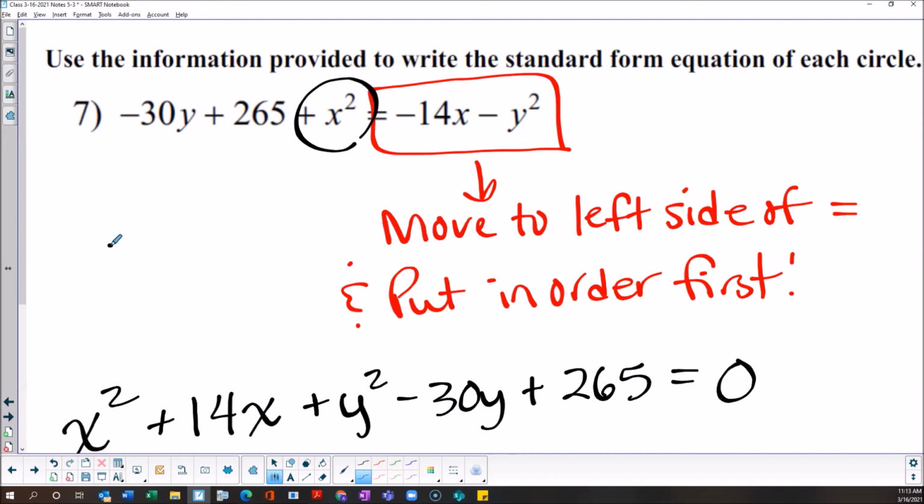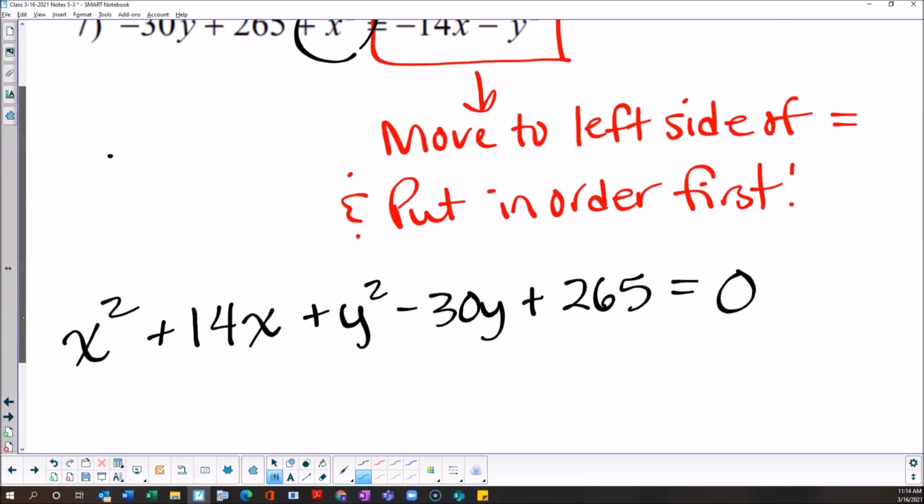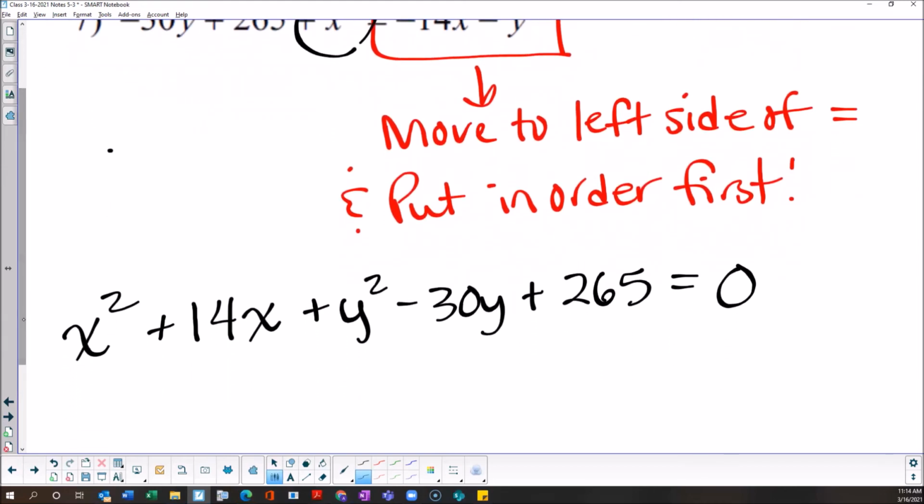So for a problem like number 7, you just want to get everything on the left side of your equal sign and then start from where we did before. Okay, so don't let that confuse you. You just have to kind of get it in order all at once. Okay, so I would write it like this, and then I'd go from there. Okay.